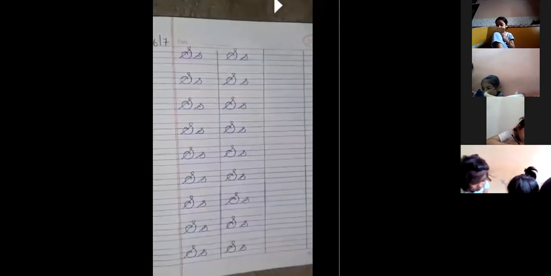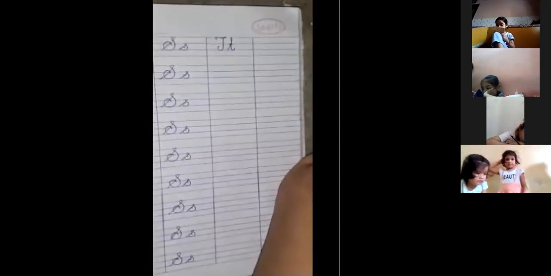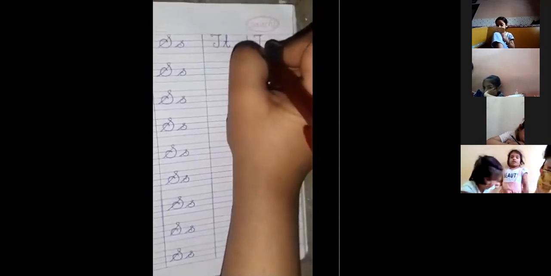Yes, now which letter will come after S? Q, R, S, and now T. Cursive capital T, small cursive t.